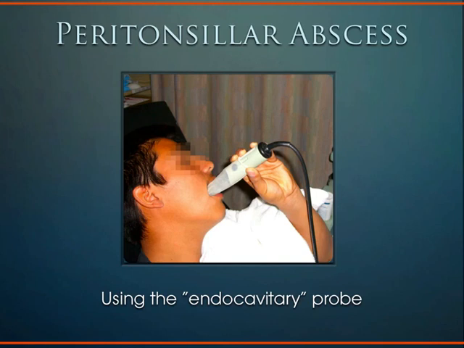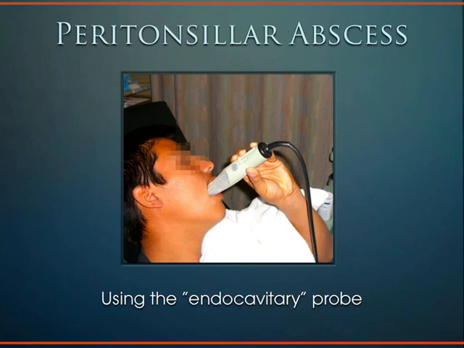Another place you can get abscesses in the head and neck area is near the tonsil. When you have an abscess adjacent to the tonsil, we call that a peritonsillar abscess. On the physical exam, you open the patient's mouth, you look in the back of the throat, and you see sometimes a deviated uvula, though sometimes you do not. Sometimes you just see a big swollen throat.